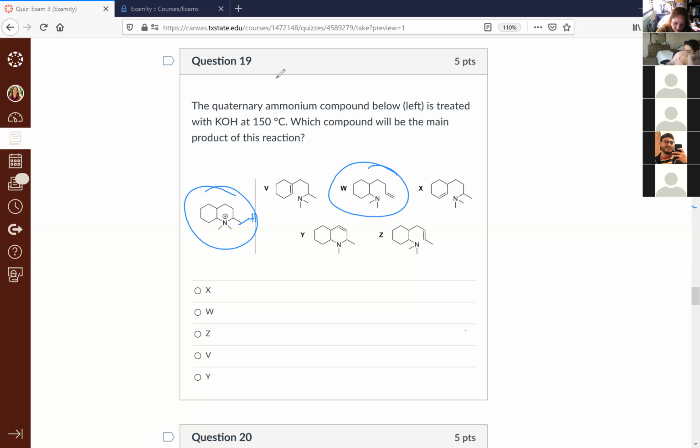There's only one option that just couldn't be made at all, and that's why it's just not going to be made. That one didn't actually break any bonds to the nitrogen other than removing one of the methyl groups, which doesn't make sense at all. So the answer is W.